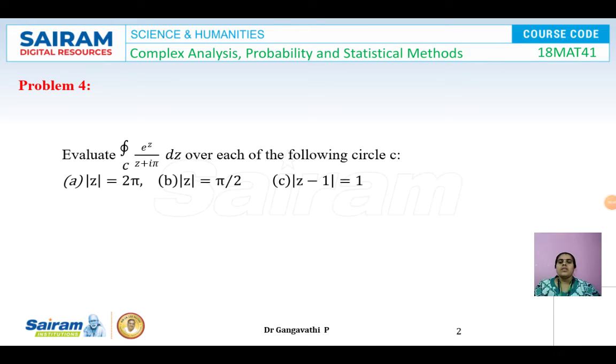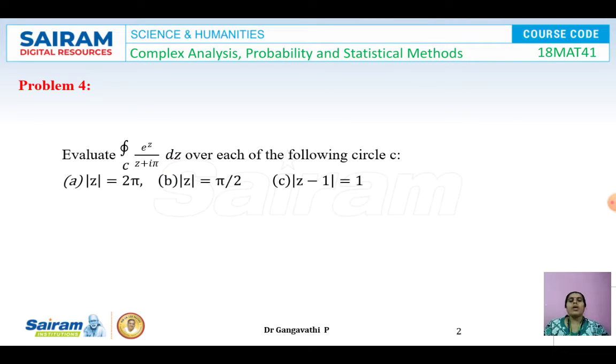We have already discussed three problems. So the fourth problem is: evaluate the integral over C of e to the power of z by z plus i pi dz over each of the following circles. The first circle is mod z equal to 2 pi, the second circle is mod z equal to pi by 2, and the third circle is mod z minus 1 equal to 1. So this integral has to be evaluated on each of these curves. We have to do the problem three times.